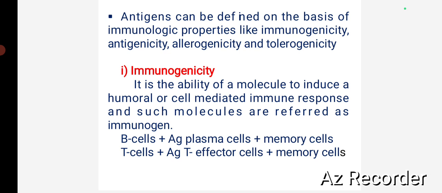First one, immunogenicity. It is the ability of a molecule to induce a humoral or cell-mediated immune response, and such molecules are referred to as immunogens. The process is called immunogenicity. Generally there are two types. One is the B cell response, another is the T cell response. B cells produce plasma cells and also memory cells. T cells produce T effector cells and also memory cells.